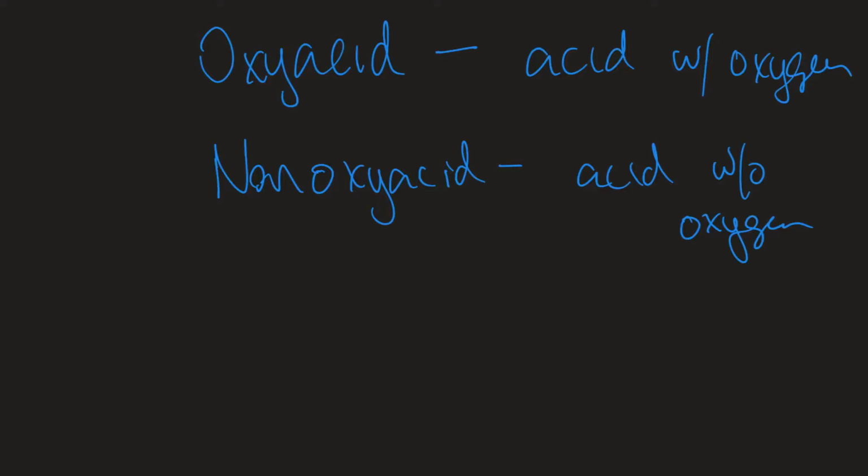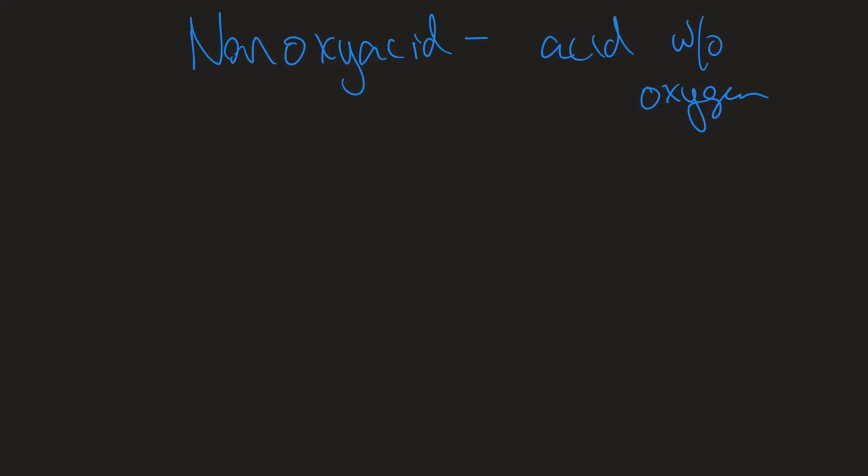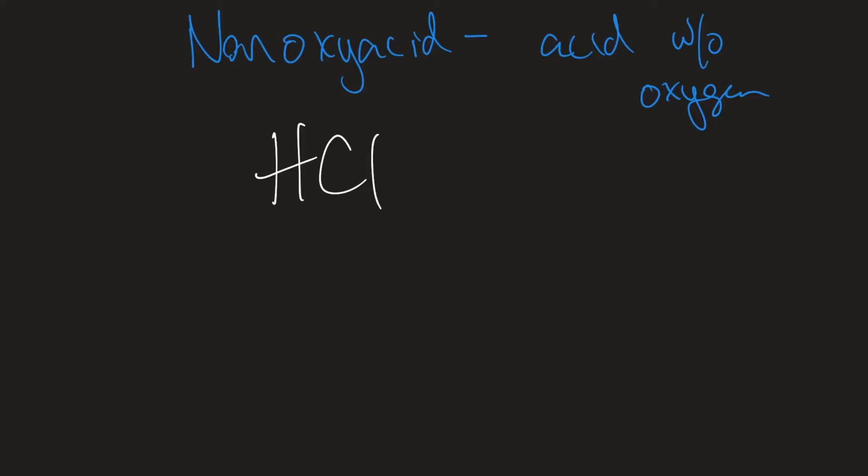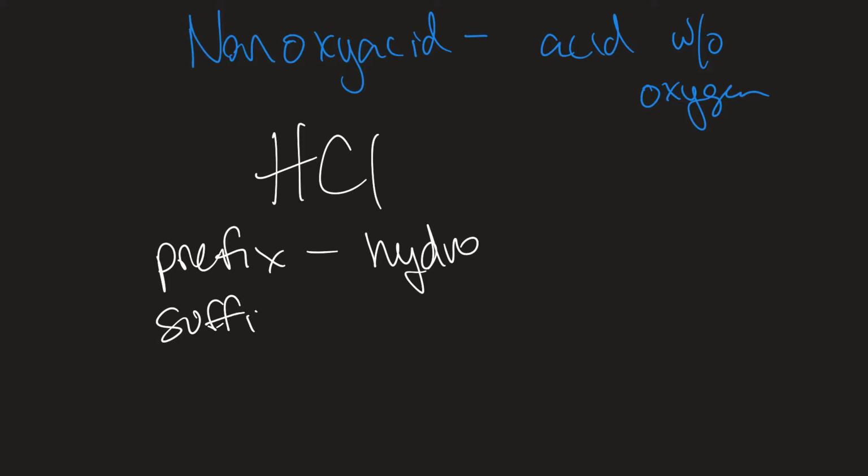All right, so non-oxyacids. How do we name them? It's pretty simple. All you really need is the prefix hydro and then the suffix acid. So let's talk about what I mean by that. Let's just say we have this acid here, HCl. Now, as I said, with all non-oxyacids, you use the prefix hydro, and then you'll use the suffix ic acid.